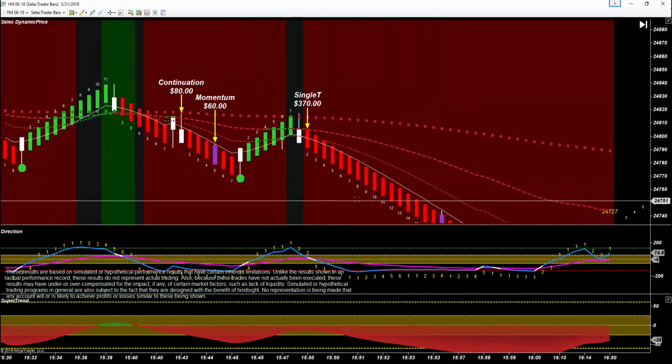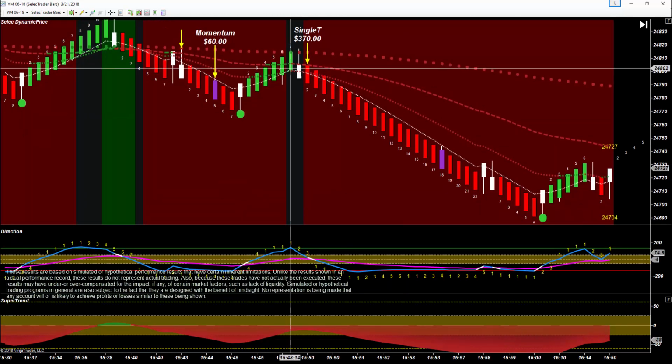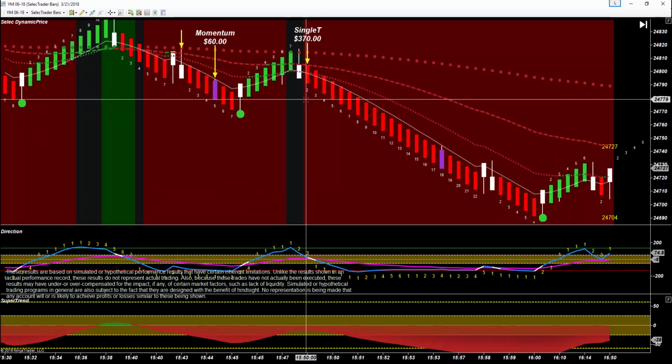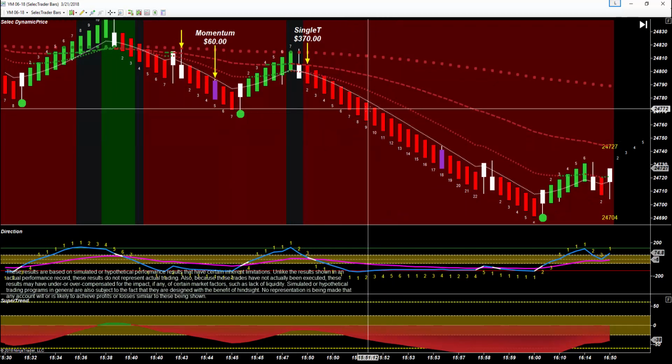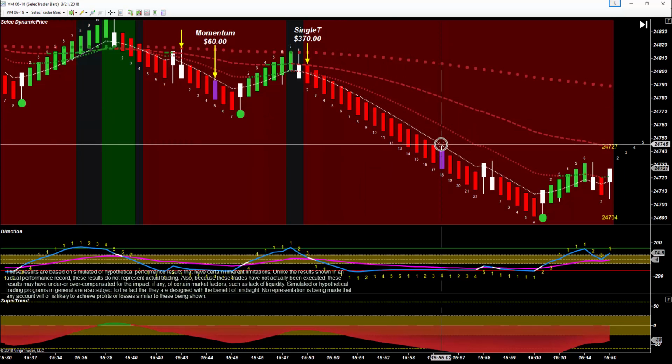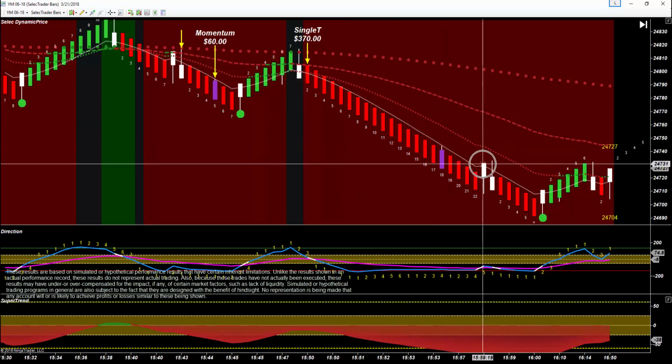Then we have a continuation short at 15.43, just hitting profit target, with a momentum that also just hits profit target. And our last large run of the day is a single T at 15.50. Very clean run all the way down. We'll be trailing at the DPI after the close of bar 8. So we'll definitely ride over this wick here, eventually getting stopped out by this turn bar.